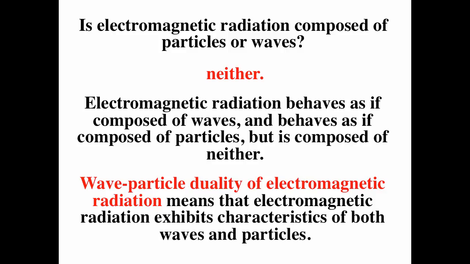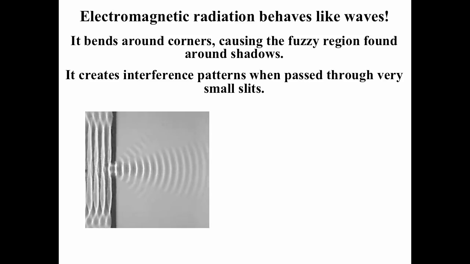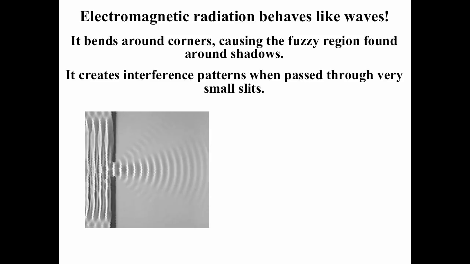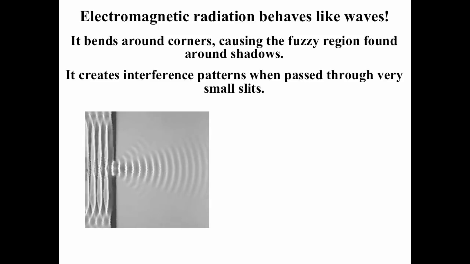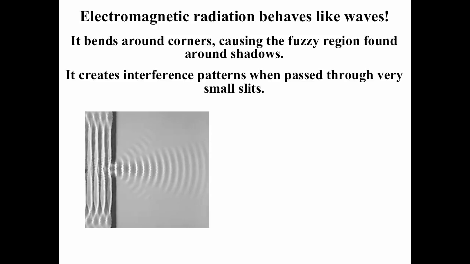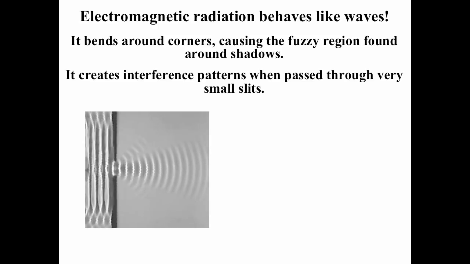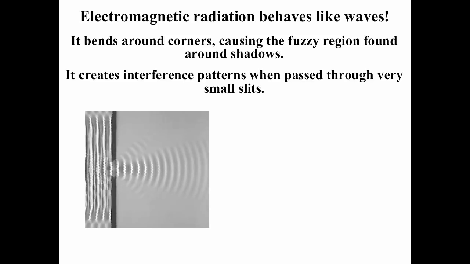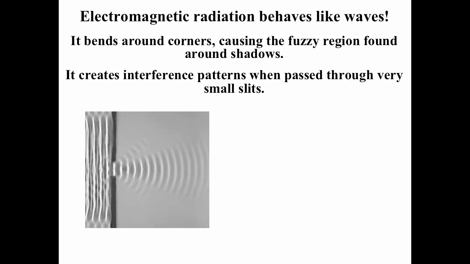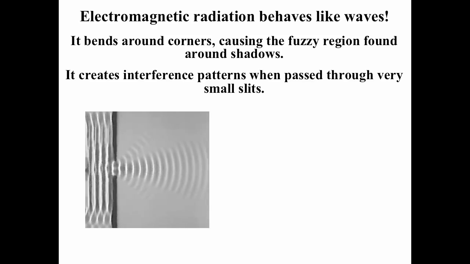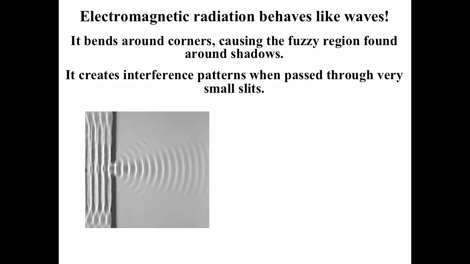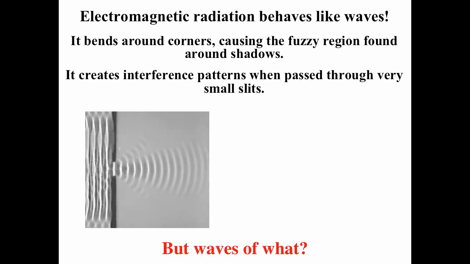Now, if we want to think about waves, one common way is to think about water. And so here we have a water trough, and a wave generator, and we see that as the waves go through the opening, they spread out. And so this is a property of waves. Now, if you thought that electromagnetic radiation was composed of waves, one thing you have to answer is waves of what?